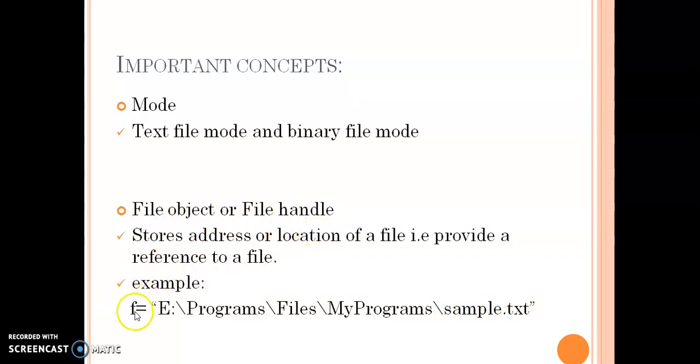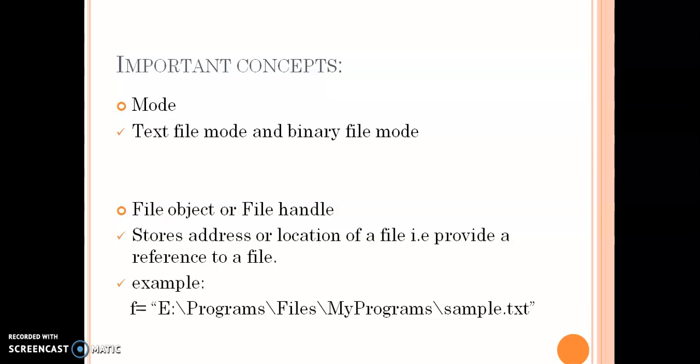This F here is your file handle or your file object. What does this do here? It stores the address or the location, or you can even say a path of a file. That is, it provides a reference to a file. Whenever you need the file, you will need to use only the letter F. Here F is a variable, so it is a user-defined name. You can give any name for this. So that is the use of a file object or file handle.